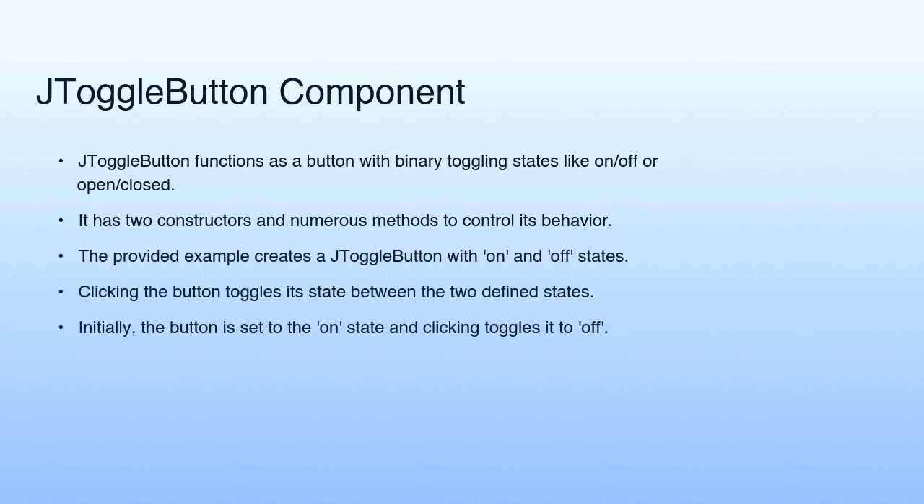It has 2 constructors and numerous methods to control its behavior. The provided example creates a JToggleButton with on and off states. Clicking the button toggles its state between the 2 defined states. Initially, the button is set to the on state, and clicking it toggles it to the off state.